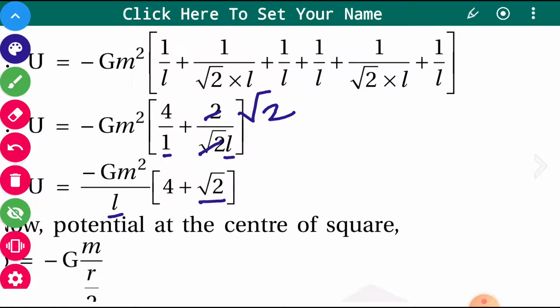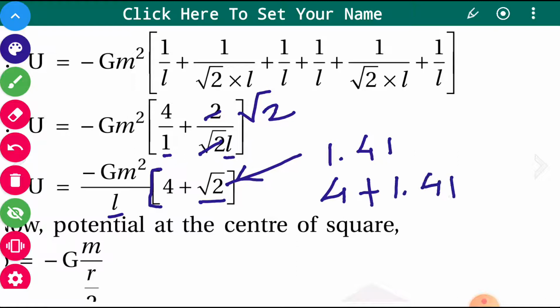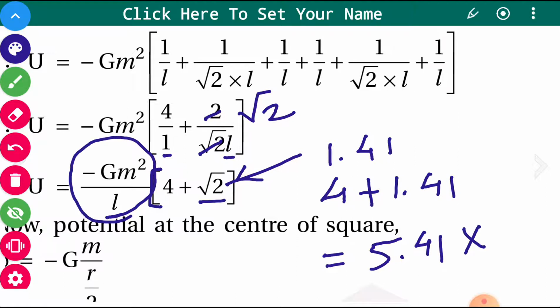Okay, so it becomes minus Gm square upon L into bracket 4 plus under root 2. Okay, so this is very easy to understand. So it becomes 4 plus under root 2, and if you just place the value of under root 2 as 1.41, then it becomes 4 plus 1.41, so it becomes 5.41 into this value, that is minus Gm square upon L. So that answer is obtained.